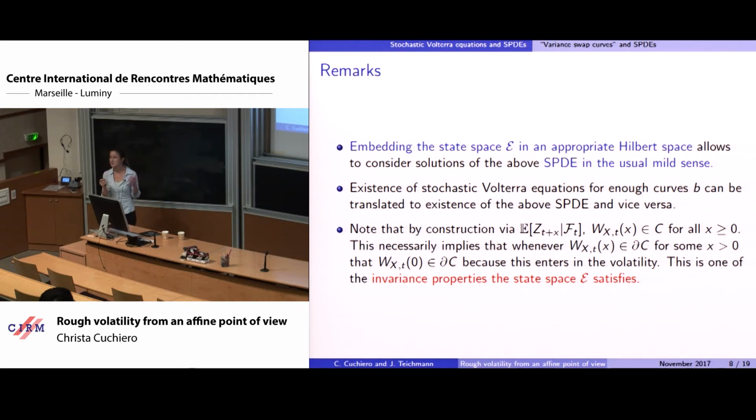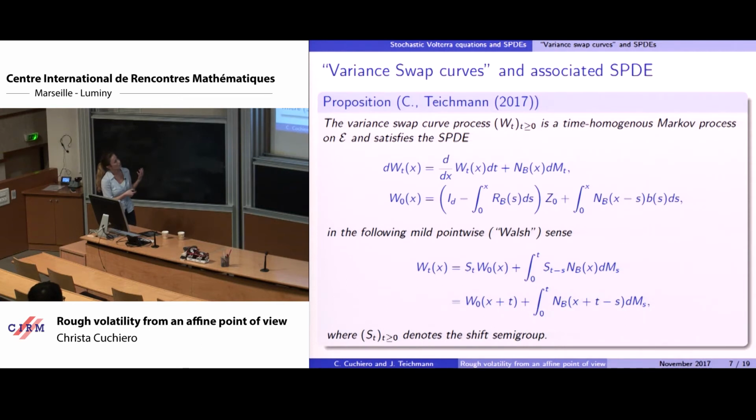Now one can study these SPDEs from a more abstract point of view. So you can start with these SPDEs. You can embed your state space E, so the space of variance swap curves, in some appropriate Hilbert space, and then you can study existence and uniqueness of your SPDEs. And you can, of course, translate the existence and the uniqueness there to your stochastic Volterra equations. And in particular, you then have to verify certain invariance properties, which are here by construction satisfied. So in particular, if you are on the boundary of your cone, for some x, then you also have to be at zero, because this is what enters here in this martingale. So the martingale characteristics depend only on this WT of zero.